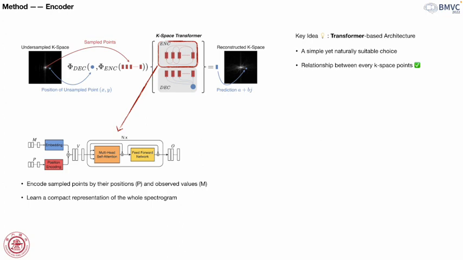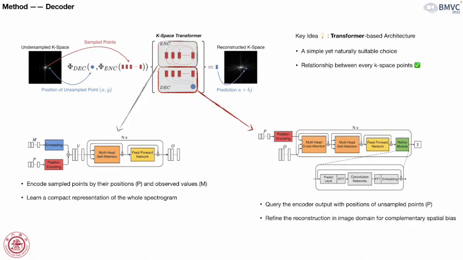It can be divided into an encoder and a decoder. For the encoder, we encode all the sample points by their positions and observed values. And the encoder will model the relationship between all the sampled K-space points and learn a compact representation of the whole K-space spectrogram. In the decoder, we query the encoder's output with the positions of all the unsampled points and generate predictions to complete the spectrogram. We call this procedure K-space decoding.